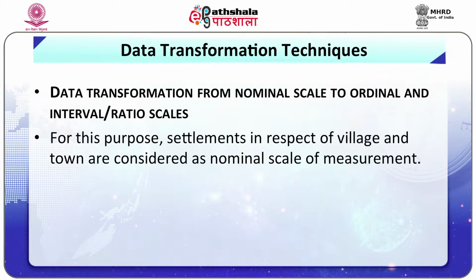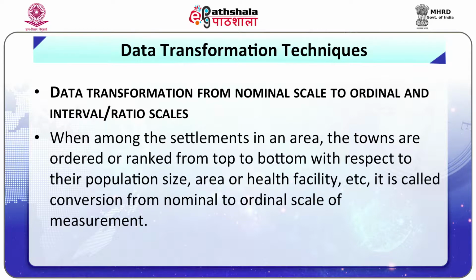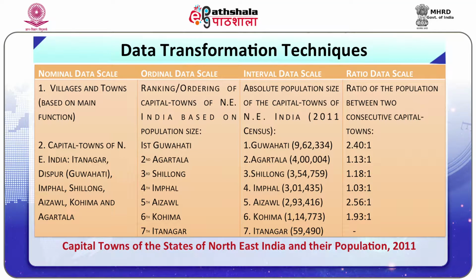For this purpose, settlements in respect of village and town are considered as nominal scale of measurement. When among the settlements in an area, the towns are ordered or ranked from top to bottom with respect to their population size, area or health facility, etc., it is called conversion from nominal to ordinal scale of measurement. If the categorization of these ranked towns is done with respect to absolute population size or area, it is called transformation from ordinal to interval scale of measurement.